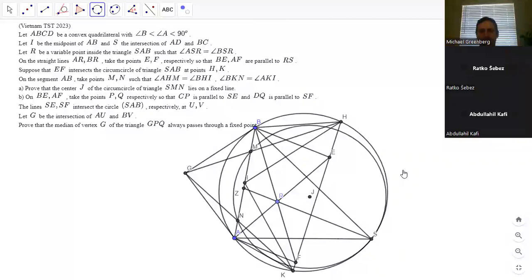So we want to show that BM over MA, like times BS over SA or something like that, is equal to like AN over NB times like SA or SB or something like that. So I think that could do it. But that would involve BH over HA and BK over KA, right? I think.